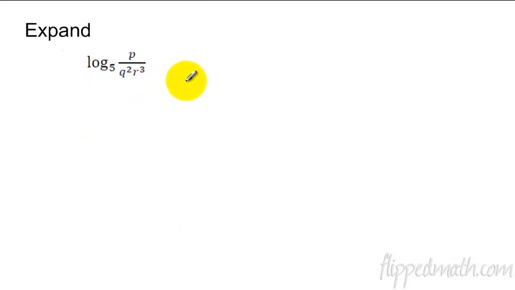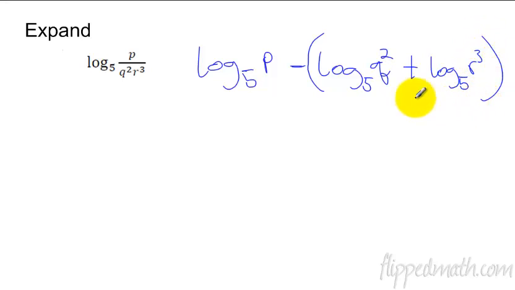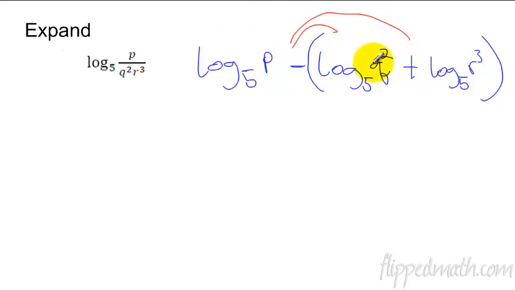I tried to throw one out here that a lot of students will mess up on. And so here's how we expand this. We'll go log base 5 of p, and then we subtract log base 5 of q squared. Now this is where it gets a little tricky because this is multiplication, so you'd think addition, right? But what you have to do is you're subtracting everything that is on the bottom. So log base 5 of r cubed.